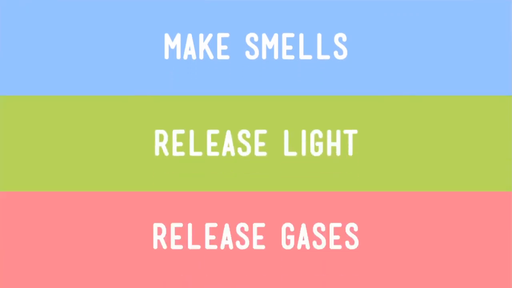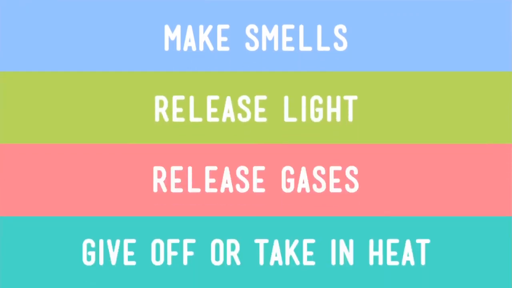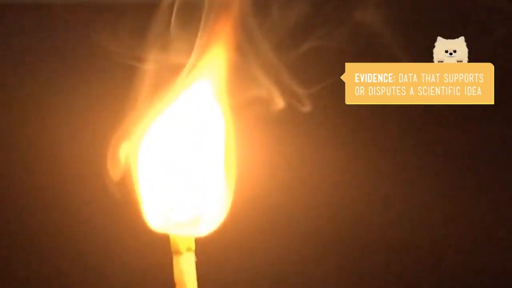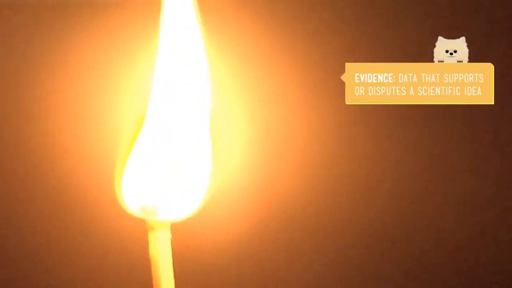Chemical changes often make matter change color, like the blackened remains of the match. Sometimes chemical changes make smells, or release light or gases, and lots of chemical changes require either the giving off or taking in of heat. A burning match gives off light, smoke, and heat. All of these things are evidence that when we look at a burning match, we're looking at a chemical change.